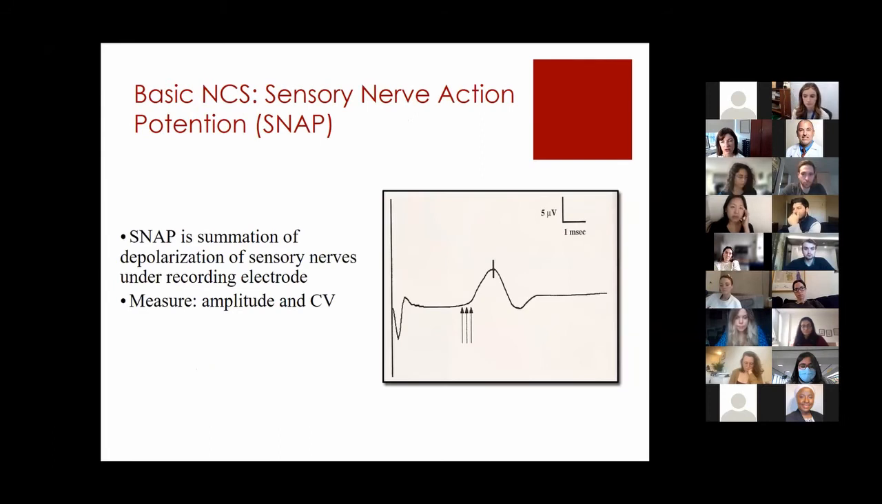Sensory nerve, this is a picture of a sensory nerve action potential, which is the sensory correlate in nerve conduction studies. And essentially we're stimulating and recording over the nerve. We measure the amplitude and the conduction velocity.